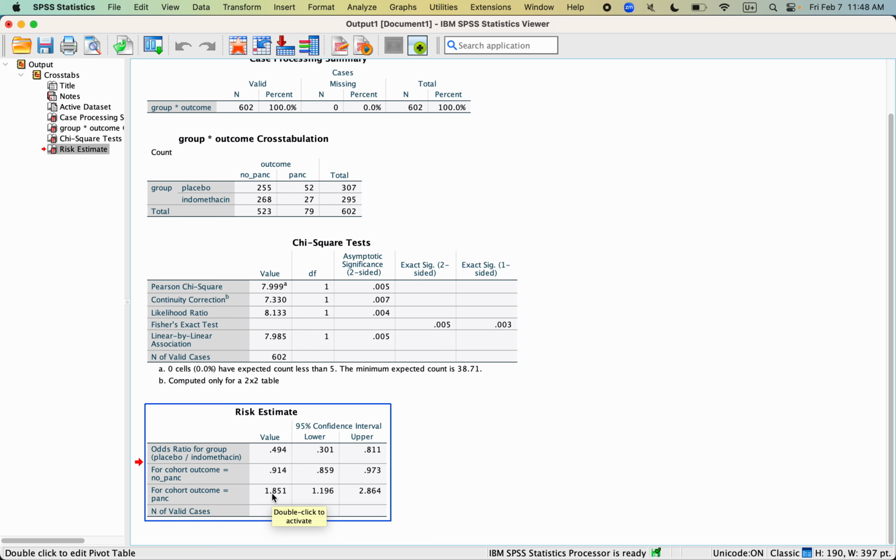But there's an easier way of doing this. And I will show you that in another video whenever we cover the simple 2x2 calculator that I've developed for you.